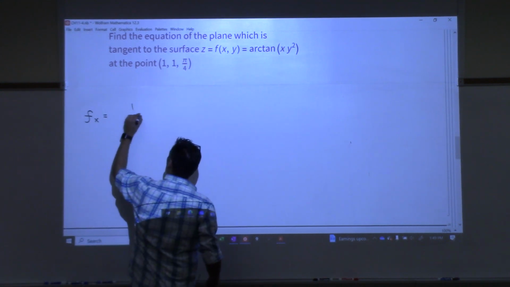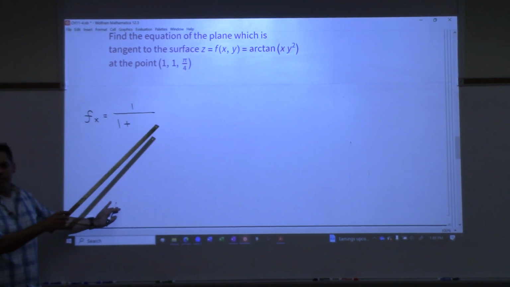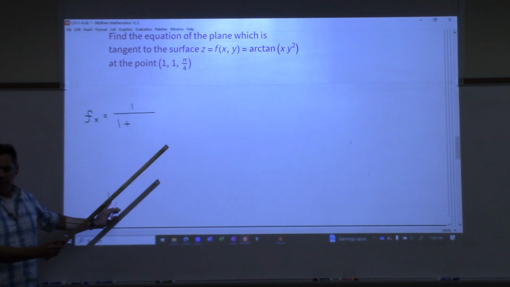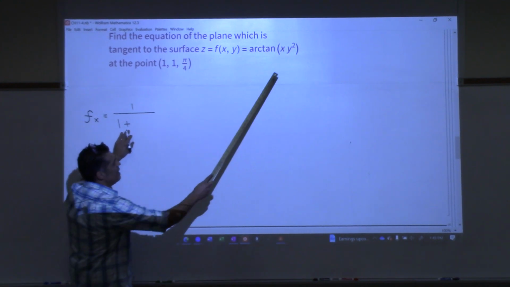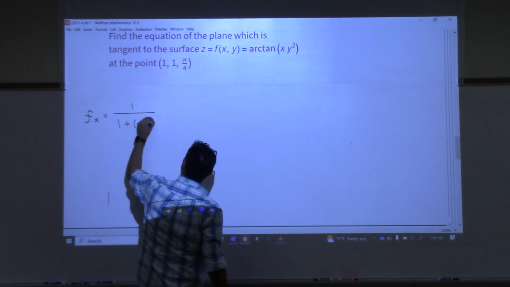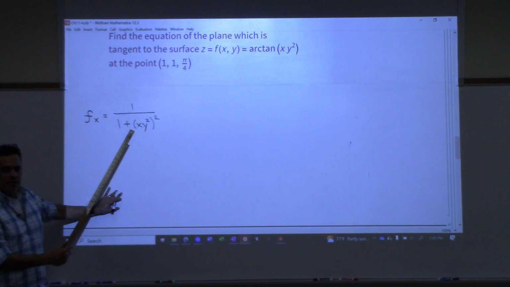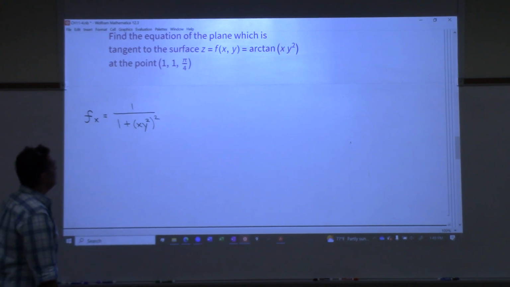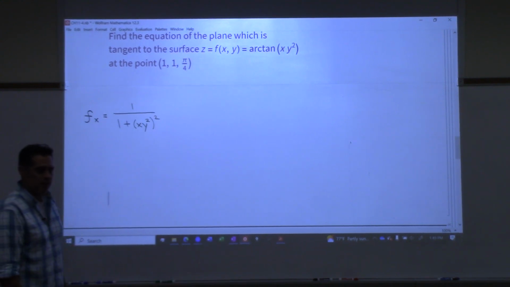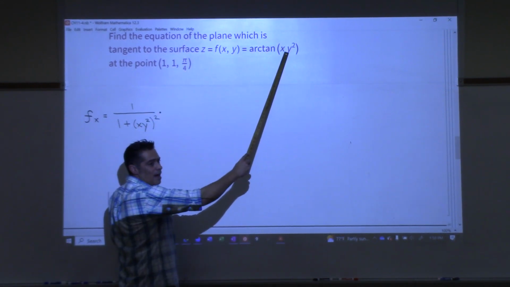So here we go. It's 1 over 1 plus, arctan is the same as tangent inverse, right? Derivative of tangent inverse is 1 over 1 plus x squared. So I'm going to do 1 over 1 plus whatever the argument in here is, squared. Do I need to write the formula for the arctan derivative down? Do y'all remember that? It's been a while. Okay. So the derivative of arctan is 1 over 1 plus u squared, whatever u is. And then chain rule, I'm not done, times the derivative of what's inside.